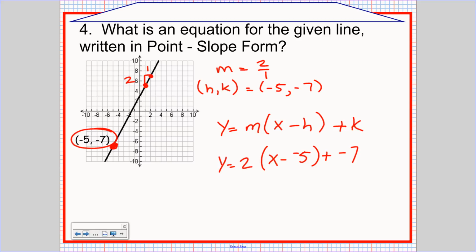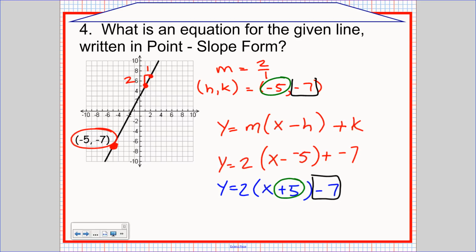Now we're going to end up simplifying this to y equals 2 times the quantity x plus 5 minus 7. And you may remember that as switching the inside. So the inside is a plus 5. That's the opposite of the -5 from the point. And the outside stays the same. So the -7 is both in the point and in the equation.